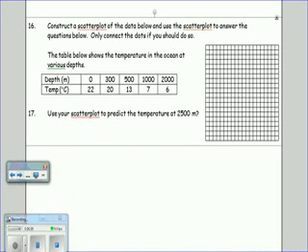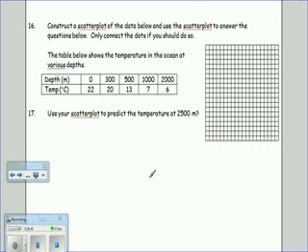16, construct a scatter plot of the data below and use the scatter plot to answer the questions below. Only connect the dots if you should do so. So we have our scatter plot here. This is going to be my y-axis. This is my x-axis. What should go on the x-axis? Depth or temperature? Depth. So that means temperature goes here.